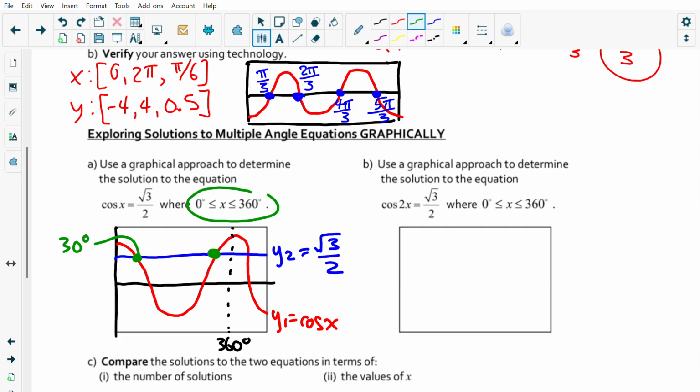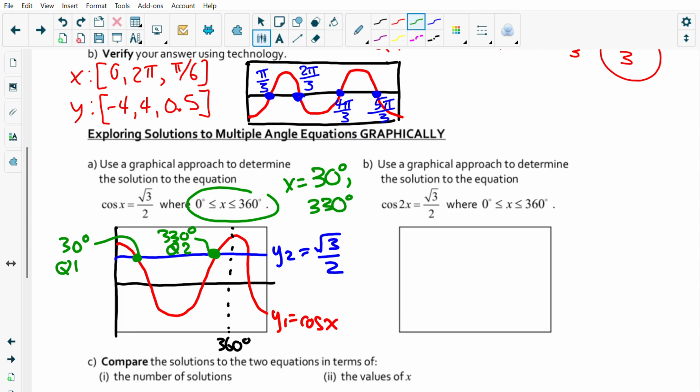That's as we expected. And then where's cosine of x positive? Well, that's the quadrant 1 solution. And then the other one would be in quadrant 4. So this is 330 degrees. Okay, so the solutions I have here are x equals 30 degrees and 330 degrees.